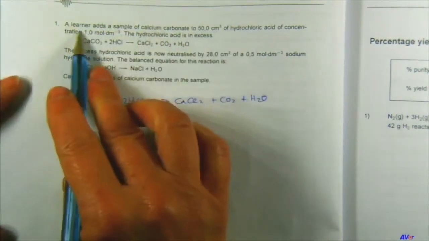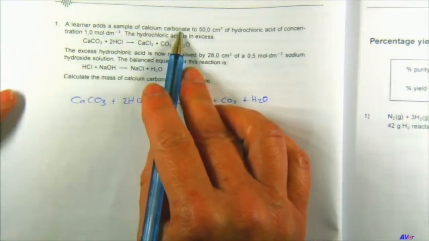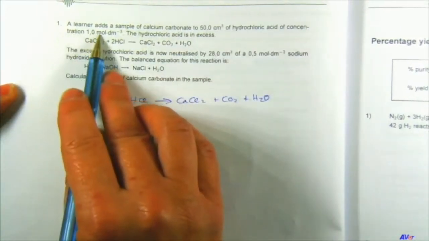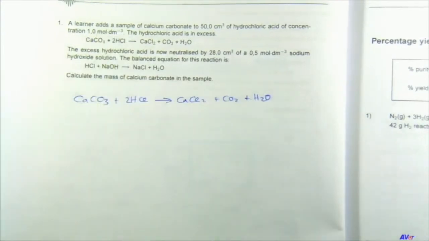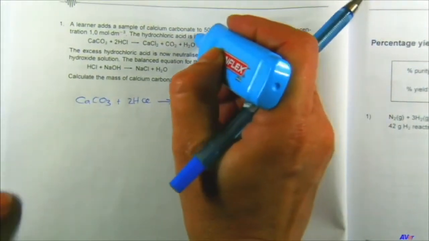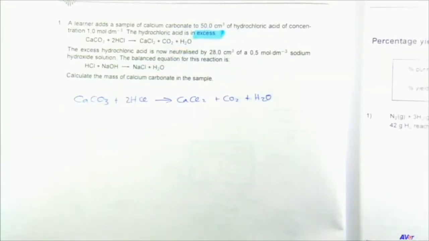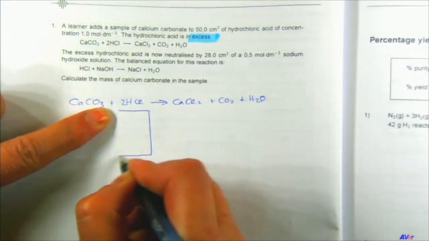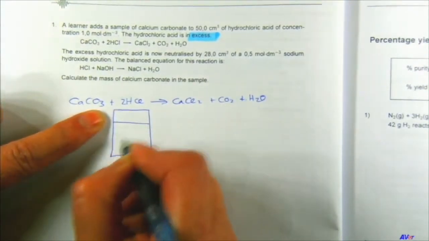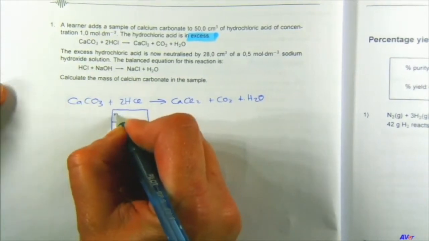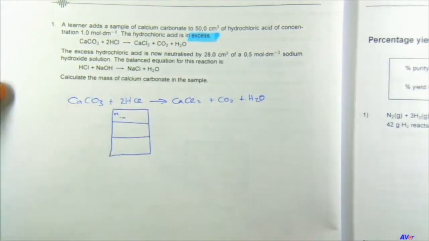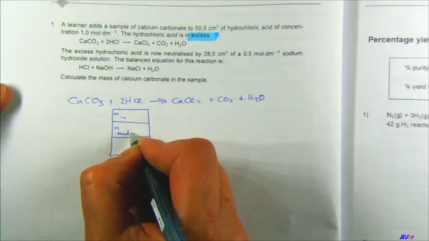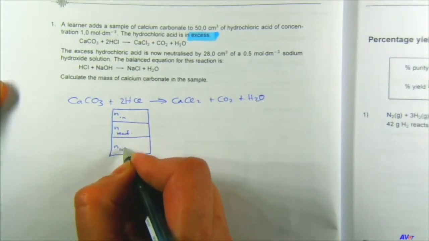Now they say a learner adds a sample of calcium carbonate to 50 cm³ of hydrochloric acid of concentration 0.1. And here they give me the trick. The hydrochloric acid is in excess. So at this moment, to make it easier for yourself, go to the hydrochloric acid and draw a little table. Because you are going to put some moles of HCl in, and some of that moles will react, and some of that moles will be left over.